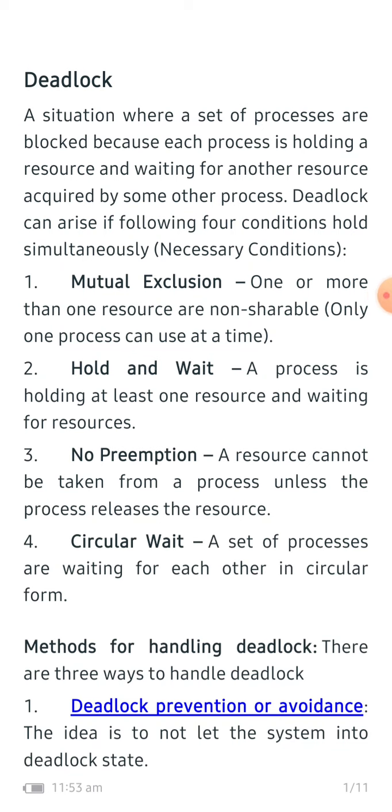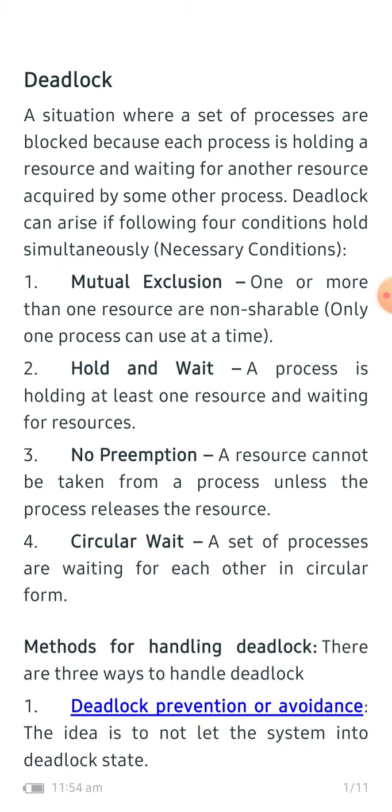A deadlock is a situation where a set of processes are blocked because each process is holding a resource and waiting for another resource acquired by some other process. That means a situation where a set of processes are blocked. Deadlock can arise if the following four conditions hold simultaneously, which are the necessary conditions.